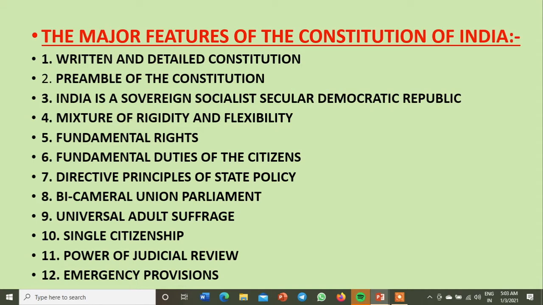Fourth, mixture of rigidity and flexibility. Fifth, fundamental rights. Sixth, fundamental duties of the citizens. Seventh, directive principles of state policy. Eighth, bicameral union parliament. Ninth, universal adult suffrage. 10th, single citizenship. 11th, power of judicial review. And 12th, emergency provisions. Now I will discuss all these in detail.